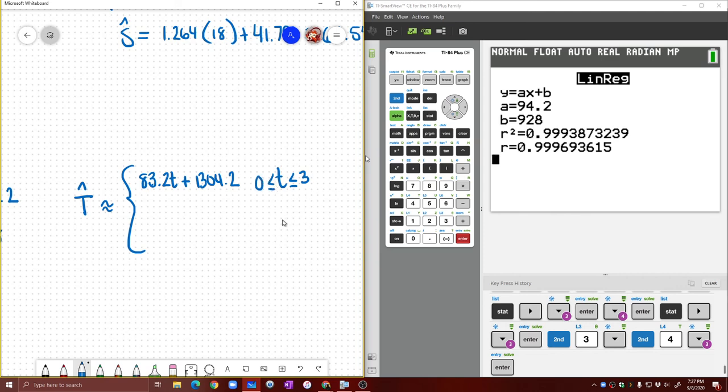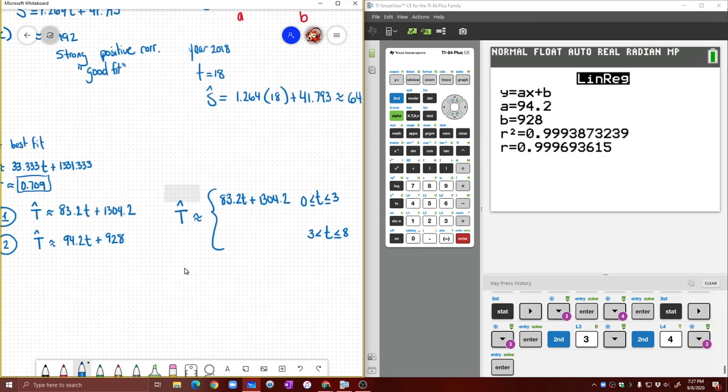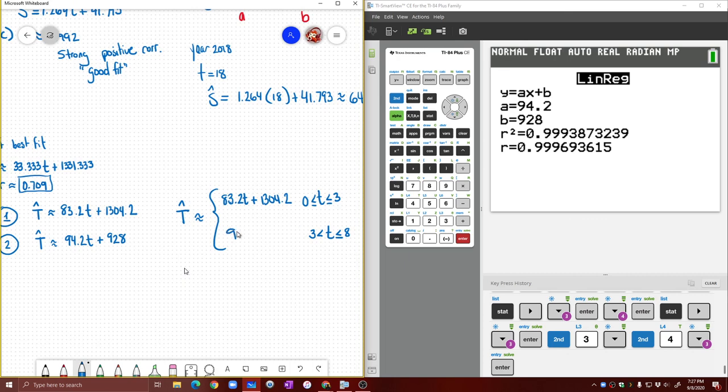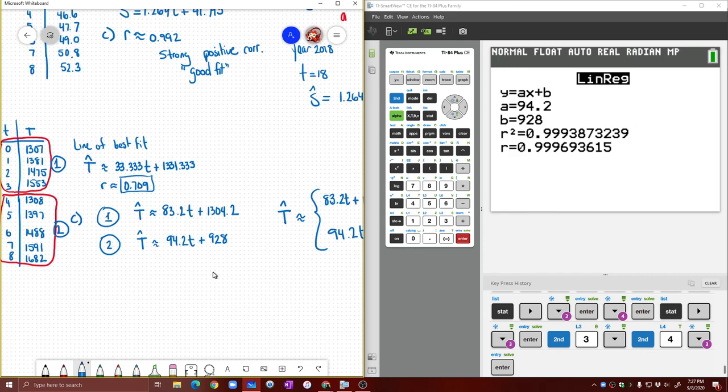Now when we are greater than 3, but less than 8, then we're going to use the other model. So I'm going to copy over that equation. 94.2 t plus 928. So this would be my piecewise function to define my lines of best fit, because it would be a better situation to split it up as I saw it visually.